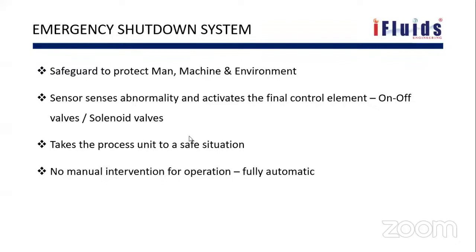The sensor senses abnormality and it activates the final control element. Basically, final control elements here are not control valves, they are on-off valves. They are instructed only to open or close in case of emergency. Solenoid valves, which will power up or power off the valves. So what the emergency shutdown system does is it takes the process unit to a safe situation. It will shut down a part of that unit, or it may shut down the entire unit. It may shut down only that equipment which is having abnormality.